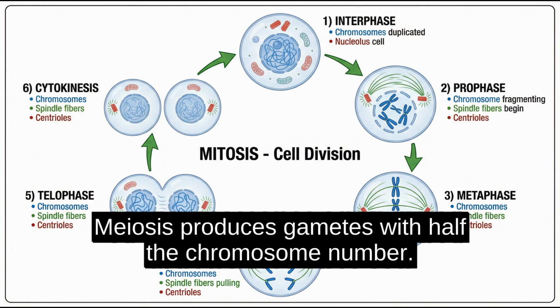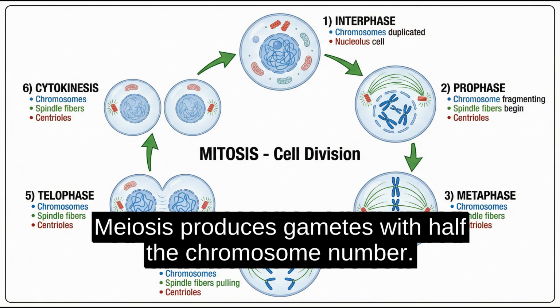Chapter 16. Extracellular matrix. The extracellular matrix provides structural support and influences cell behavior. Collagen provides tensile strength. Elastin provides elasticity. Proteoglycans attract water and resist compression. Fibronectin and laminin help cells adhere.